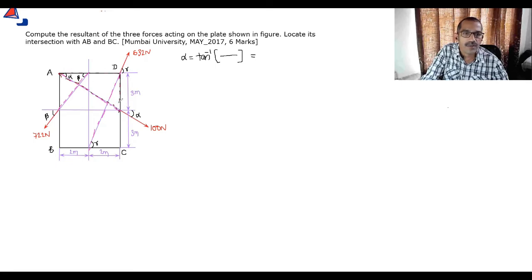Opposite to the angle is what? Distance is 3 meter. Opposite is 3. Adjacent is AD. AD how much? 4. Means opposite 3, adjacent 4.